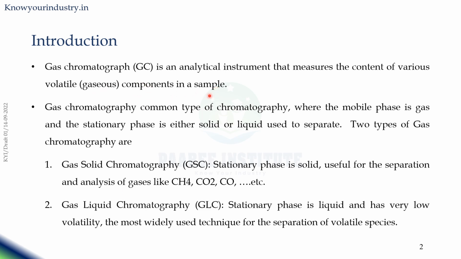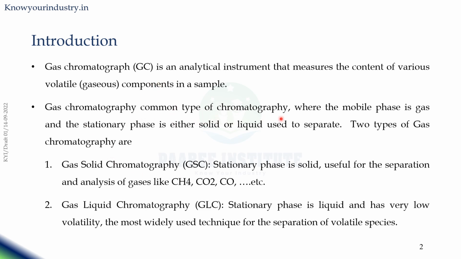Basically, the gas chromatograph is an analytical instrument that measures the content of various volatile or gaseous components in the sample. So you can analyze the gaseous components or volatile components. Basically, you have to make the component or compound volatile and mix it with the gaseous mobile phase to get eluted and analyze that particular sample.